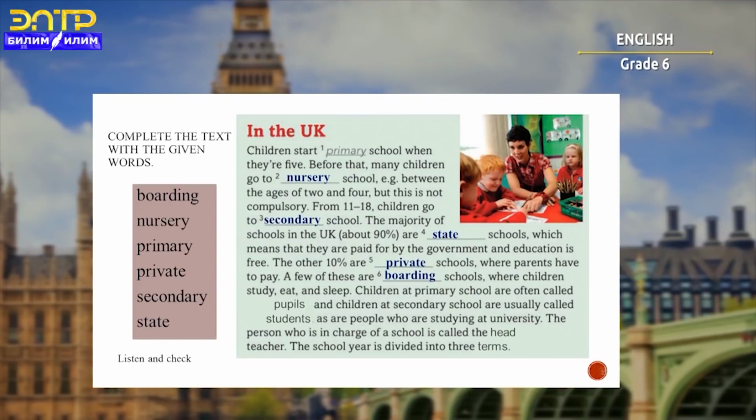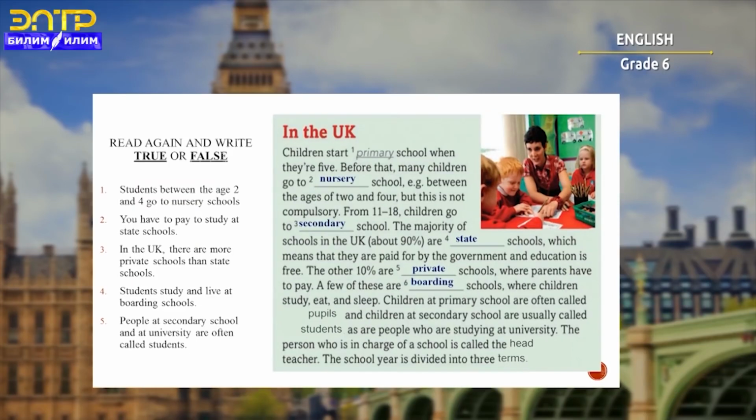Good. Well done. So the answers were correct. Now, your task is to read the text again and to write true or false near the sentences. For example, students between the age 2 and 4 go to nursery school. Is it correct? Let's go back to the text and see.